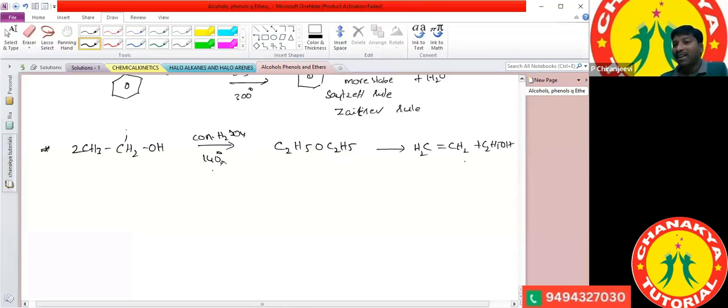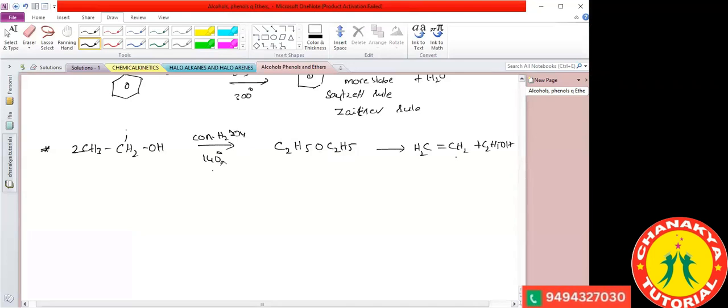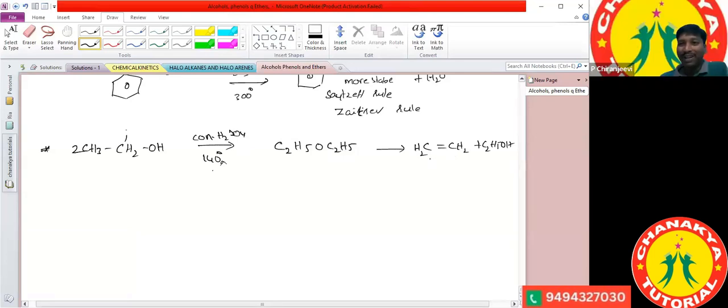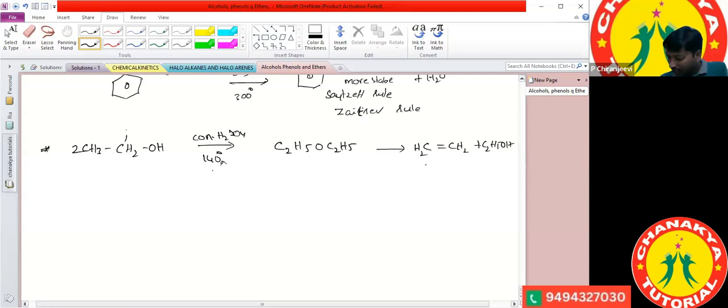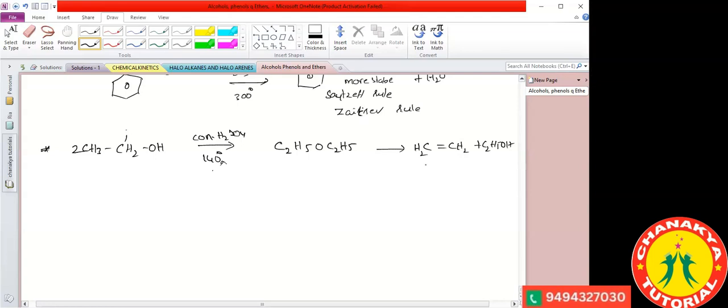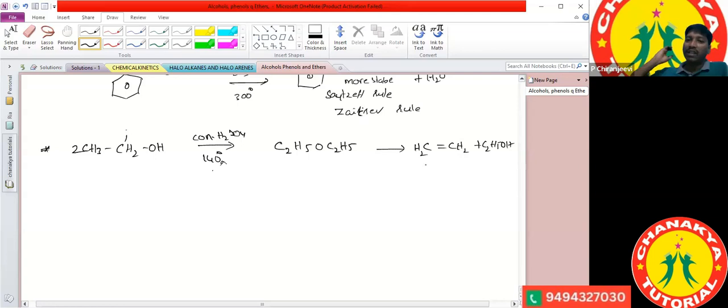Ethers are highly unstable; we can call them highly volatile. What is the meaning of volatile, Samhita? Highly reactive? It's not highly reactive. Volatile means it can evaporate very quickly. Actually, volatile means liquids which are easily interconvertible from one form to another form.